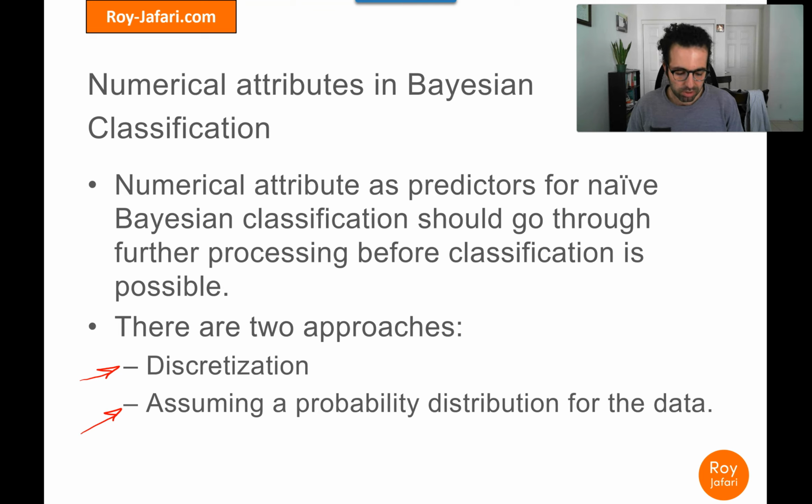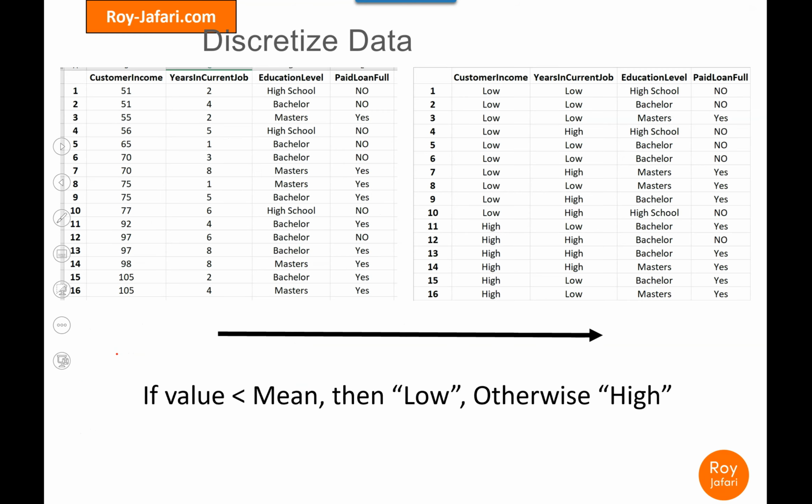But let's go with the discretization first. So we'll look at the discretization. For this example, discretization means we've got numbers here, and we turn them into categories. We have used a very simple discretization rule: if the value is smaller than the mean, we use low, otherwise high, right? The same thing for this one. So we discretize the data.